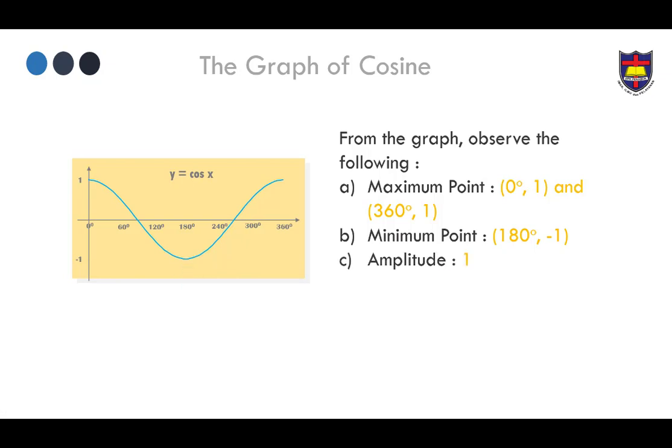The amplitude is the same as sine. Since the axis of the curve is also y equals 0, you can see that this distance is the amplitude and it is 1. The period is also the same as sine. After 360 degrees, it will repeat itself. And the axis of the curve is the x-axis, or y equals 0.